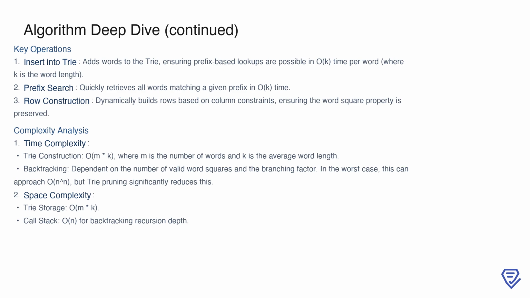Analyzing the complexity, tree construction takes O(M*k), where M is the number of words and k is the average word length. The backtracking process depends on the number of valid word squares and the branching factor, which can approach n to the power of n in the worst case. However, tree pruning significantly reduces this. For space complexity, the tree requires O(M*k), and the recursion stack depth is n, corresponding to the grid size.